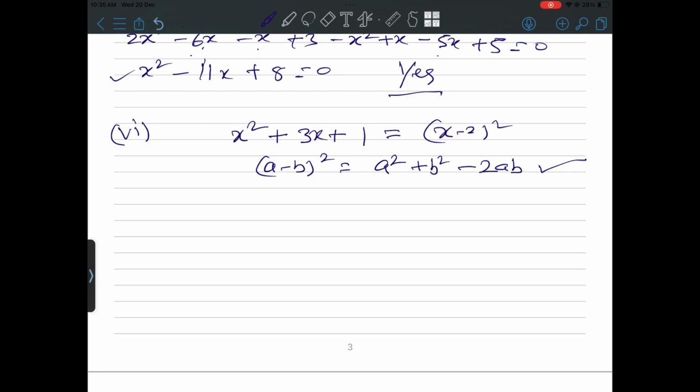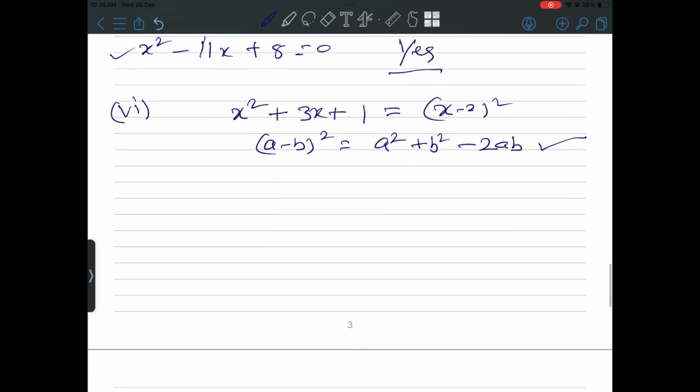It is known to everybody. If you don't know, please revise it. Okay. So now let's expand this equation. x square plus 3x plus 1 is equal to, now expand this, x square.